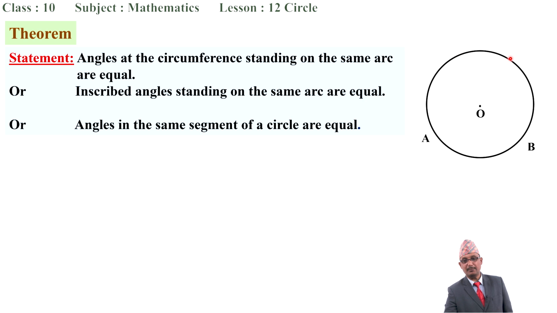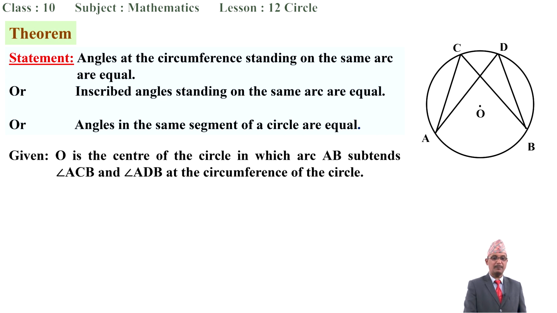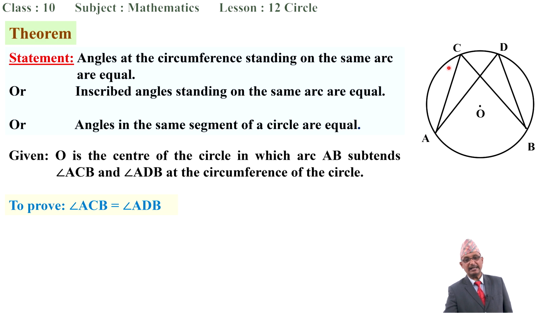On major arc AB, take any point C and another point D. Join AC and CB. Similarly, join AD and DB. What you see here: angle ACB is an inscribed angle standing on the arc AB, and angle ADB is also an inscribed angle standing on the same arc AB. What we proved is that these 2 angles are equal. We proved it theoretically as well as experimentally in the previous class. That is, angle ACB equals angle ADB.